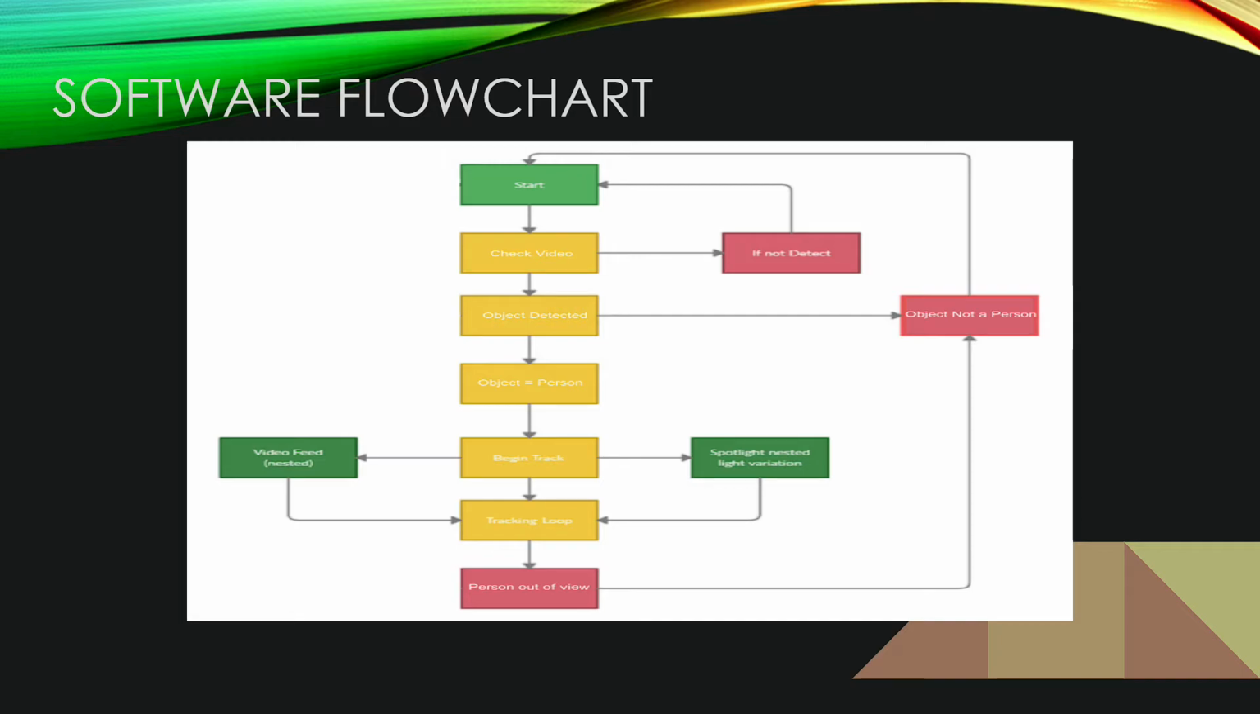And for the software flow, we begin by checking the first frame of the video, looking for any objects to detect, and if the object detected is a person, we will begin tracking them with the software and activate the spotlight on that target and continue the tracking loop until a person is out of view, either too far or goes outside of the bounds of the X and Y direction of our frames.